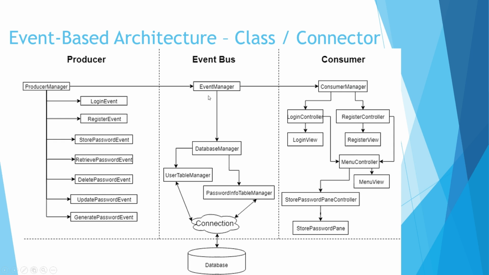So all these will be passed to the event manager inside the event manager bus, which will in turn interact with the database manager and the two table managers here, which will retrieve and push data to the database as needed. And then we have our consumer manager, which will get the functionalities needed from the event manager and pass it to the consumer manager. And basically all this here is just the graphical user interface components and the interactions between them.